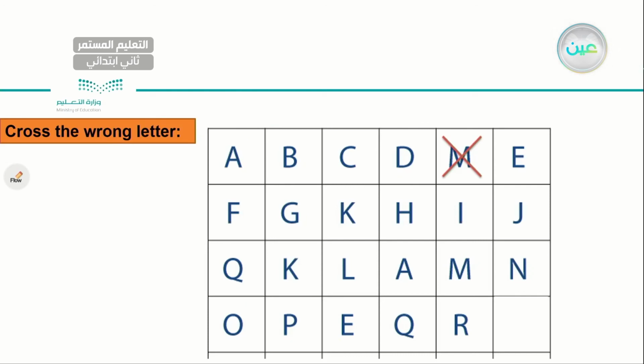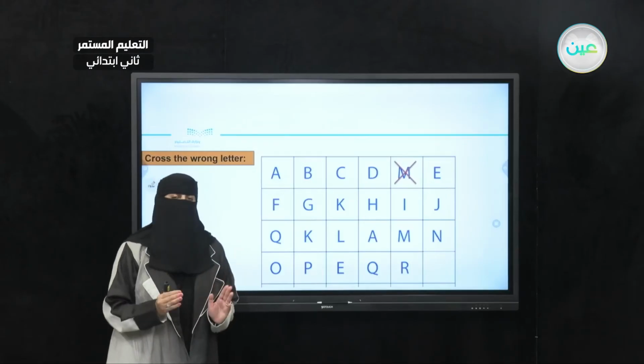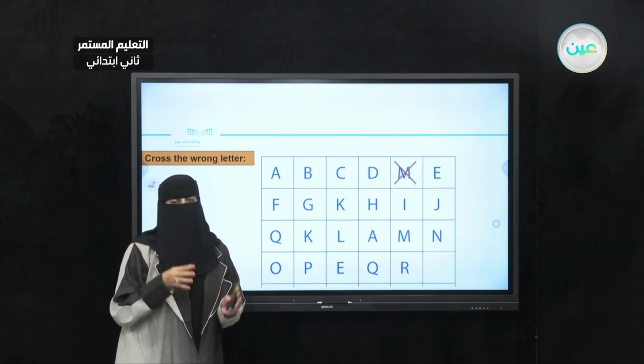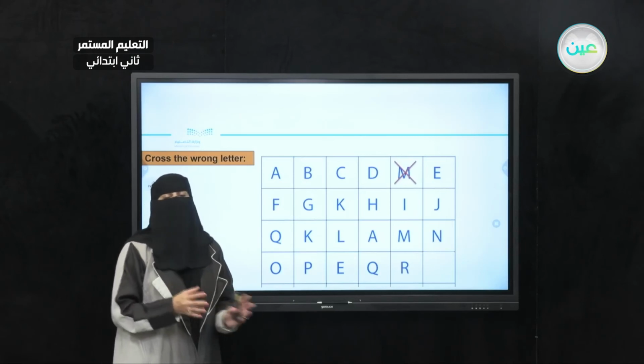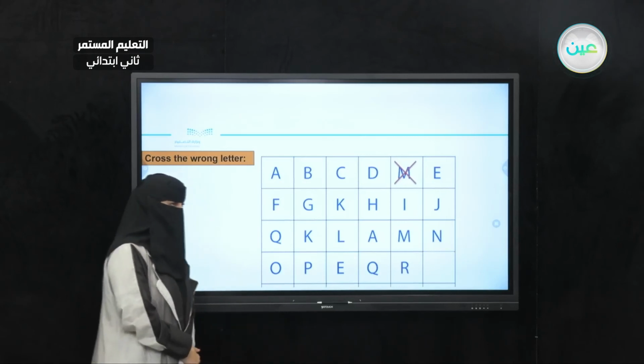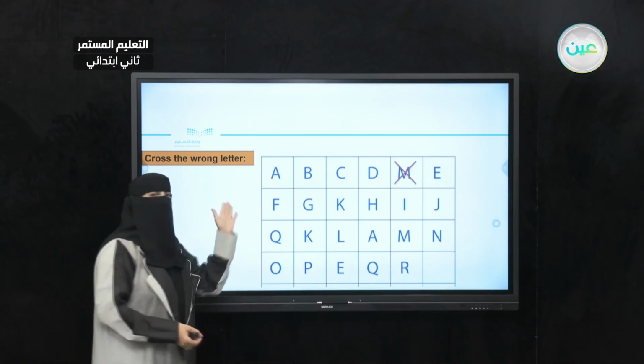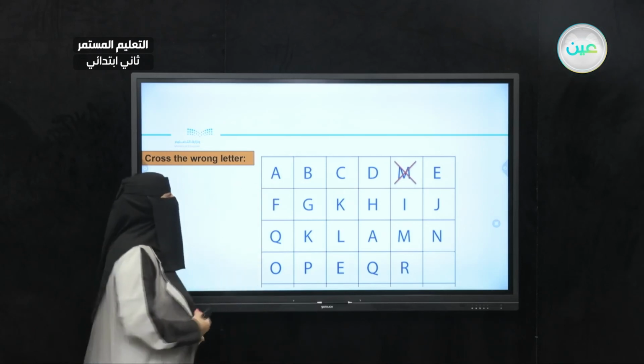Now, this is a new exercise I have for you. Cross the wrong letter. Now, I have all the letters that we've taken so far, but I try to trick you by placing wrong letters to mess up the order of the alphabet. Okay, so I gave you the first one as an example. So let's go ahead and read the first line.